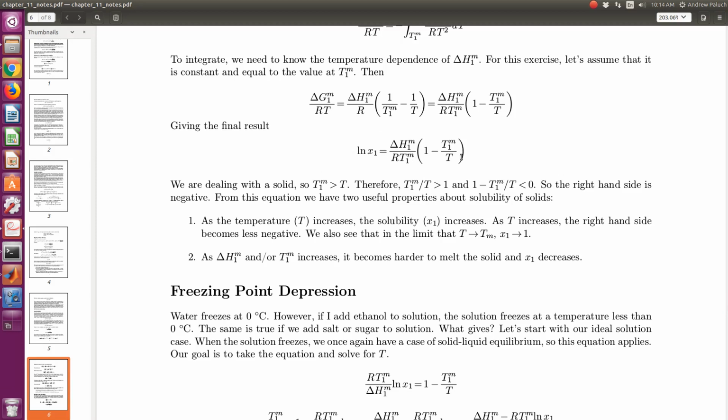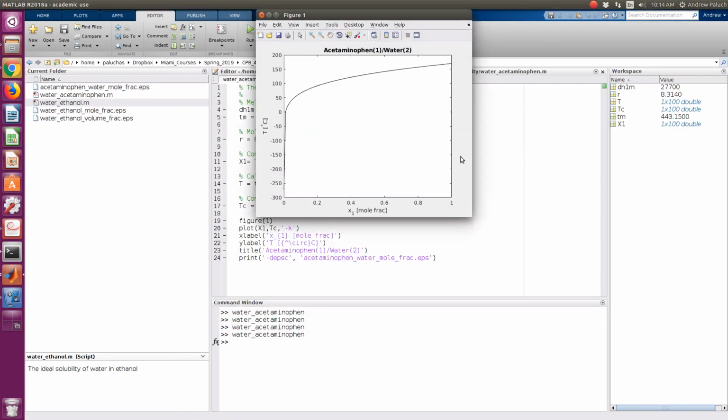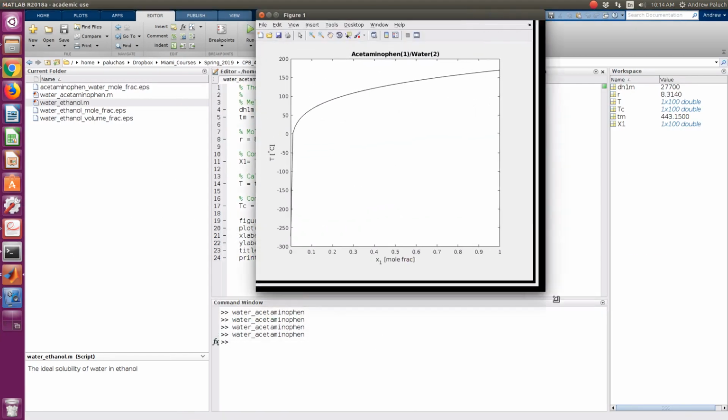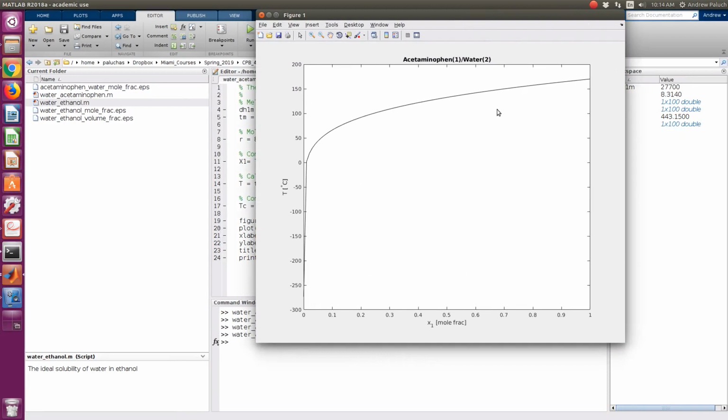Even if you think back to this phase diagram, the idea is, say we know, well, we would need to flip it, but pure acetaminophen melts at this temperature. As I add water to solution, the melting point essentially decreases, it moves. Well, hold on. I'm talking in reverse. Let me take it back.